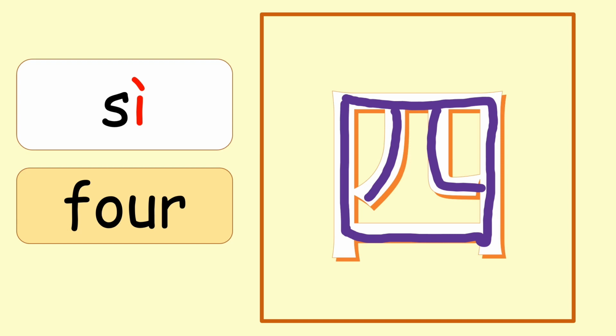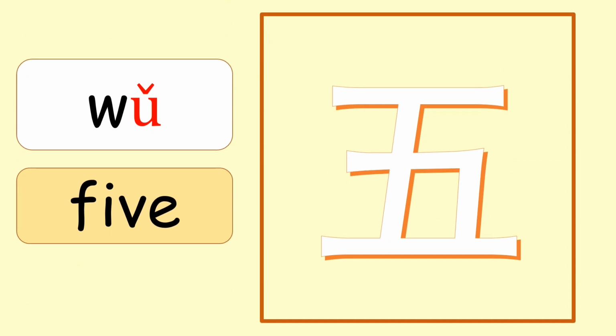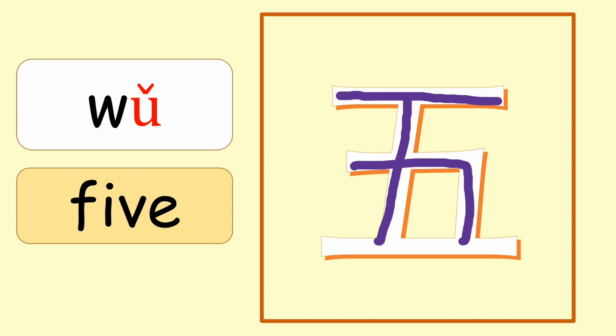Let's see number 5. Wu. Wu means 5. There are only 4 strokes for number 5. You know how to write this character? Starting from top, line number 1, and then go down 2, 3, and 4. 4 strokes for number 5, 5 strokes for number 4.